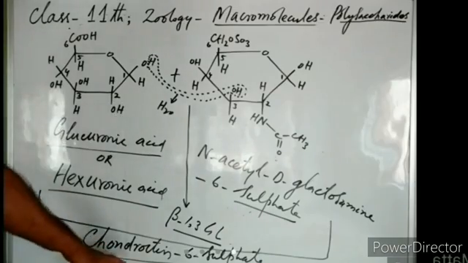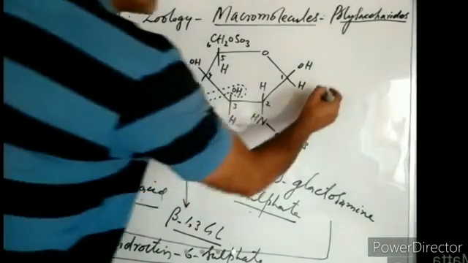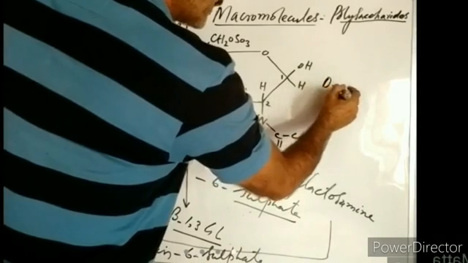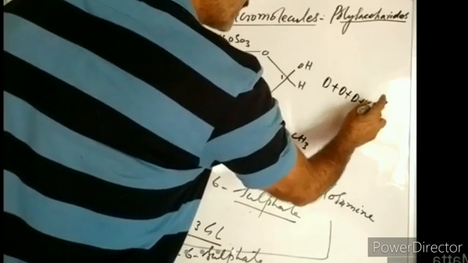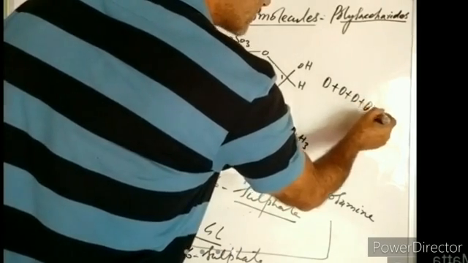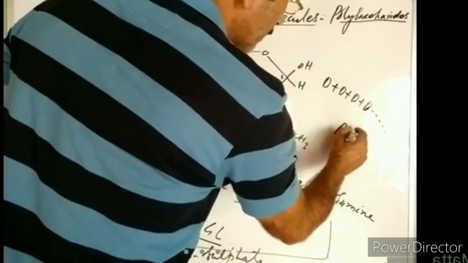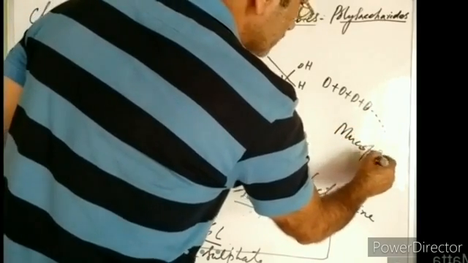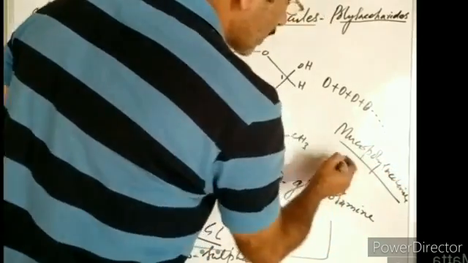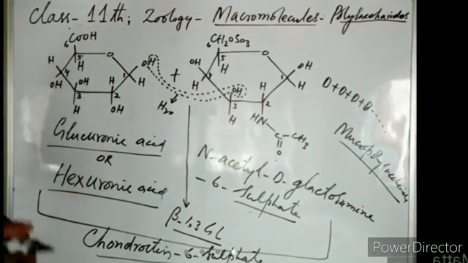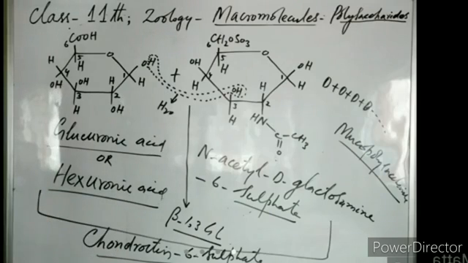Now one such chondroitin 6 sulfate disaccharide, plus another disaccharide, plus another disaccharide, plus another disaccharide, right? So many such disaccharides will form a mucopolysaccharide. Which mucopolysaccharide is formed here? This mucopolysaccharide is known as chondroitin 6 sulfate mucopolysaccharide. So it is a polysaccharide of chondroitin 6 sulfate, right?